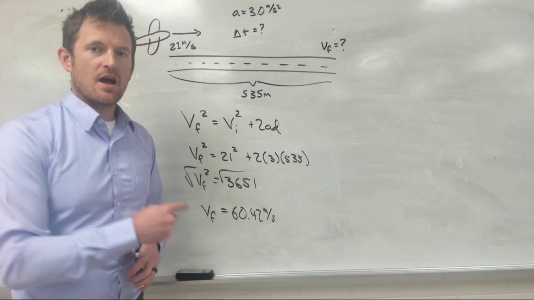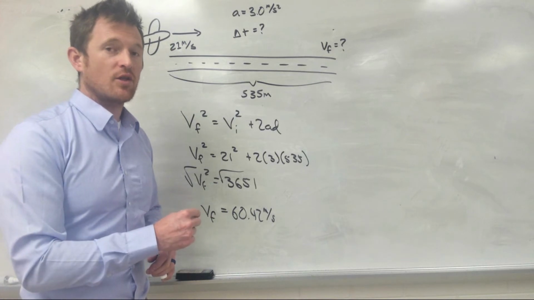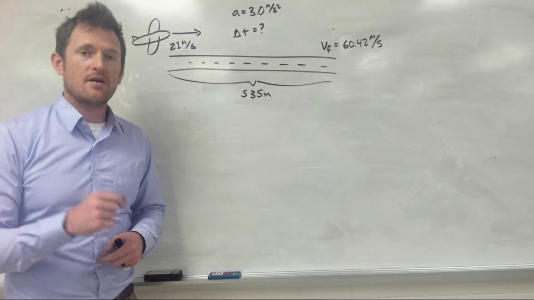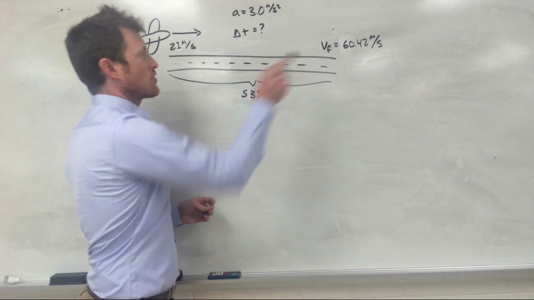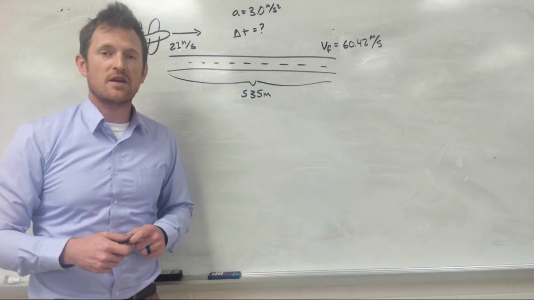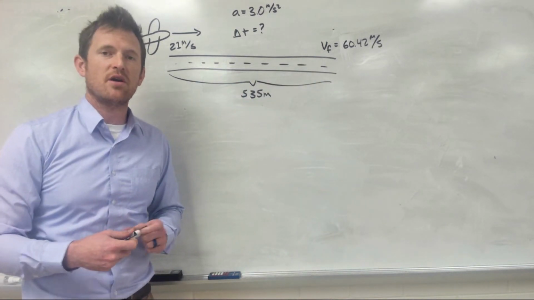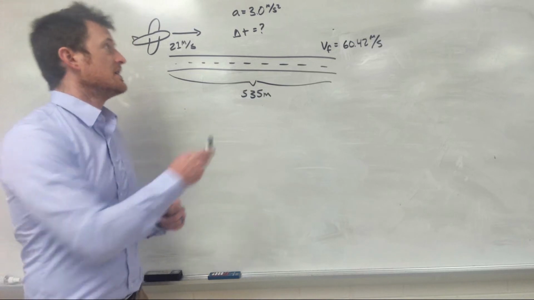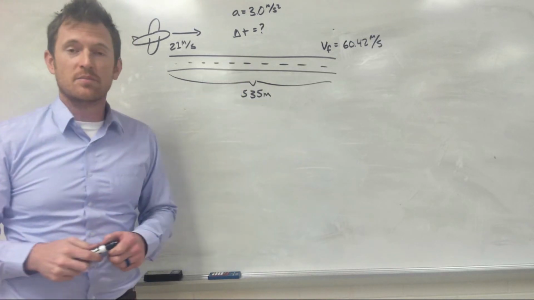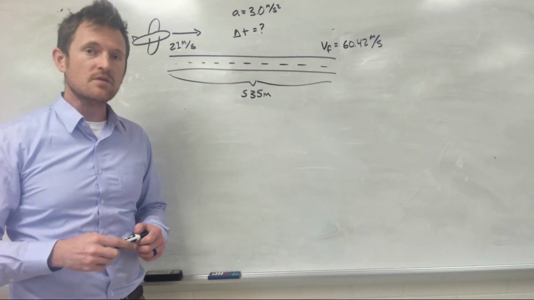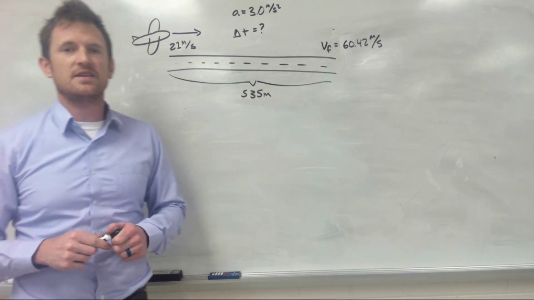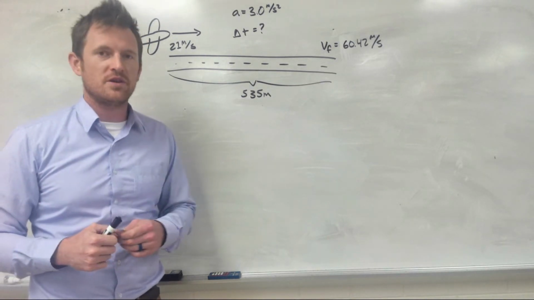All right. Now, I'm going to erase all this and we're going to find out how long it took us to get here. As you can see, we've updated our drawing to include the final velocity that we calculated in the last part. And now we're going to use that to calculate how long it took our plane to accelerate from 21 meters per second to 60.42 meters per second.